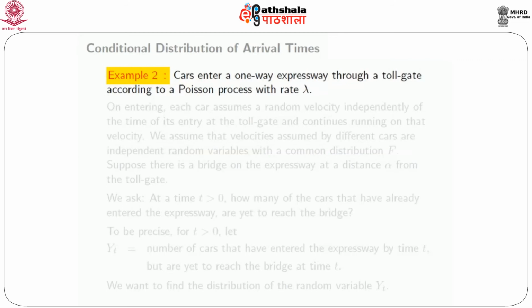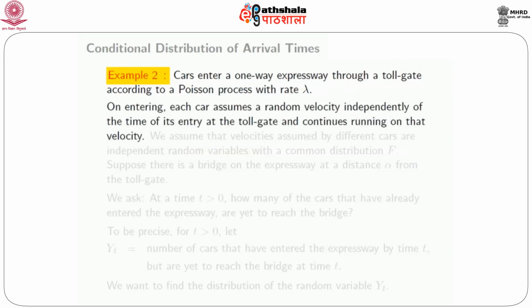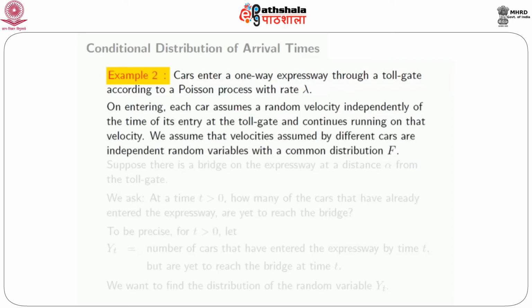Suppose there is a one-way expressway and cars enter that one-way expressway through a toll gate, and they enter according to a Poisson process with rate lambda. So the arrival of the first car to the toll gate, then there is an arrival of the second car, third car. So this arrival process is a Poisson process with rate lambda.